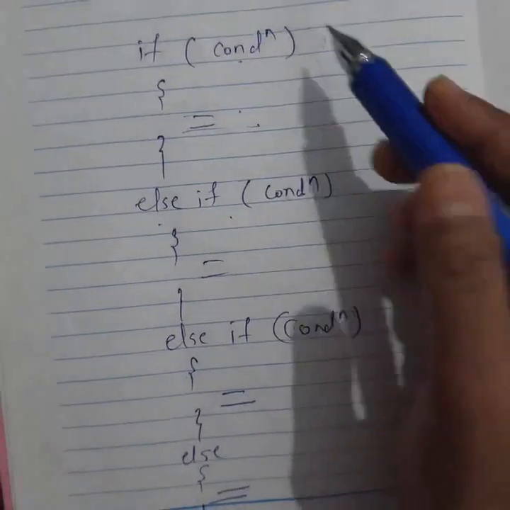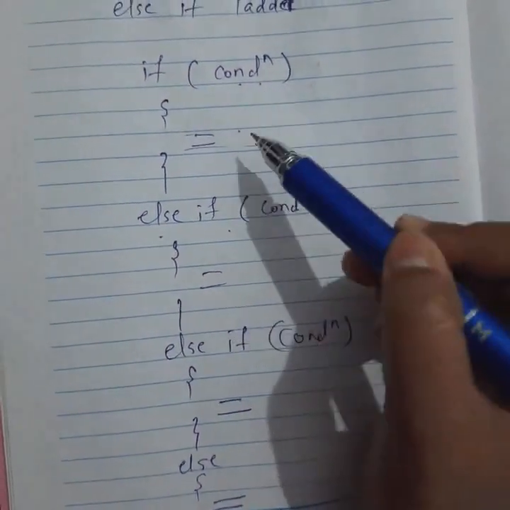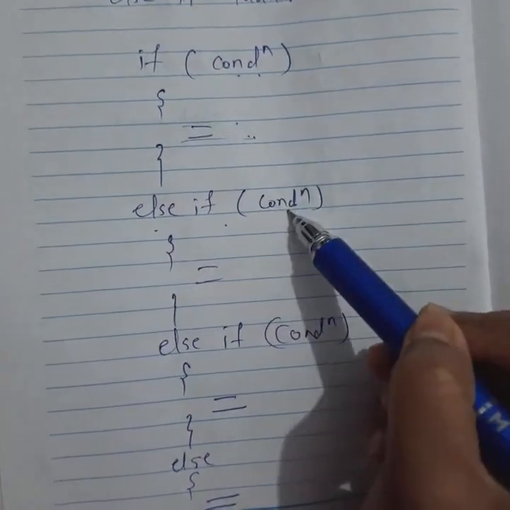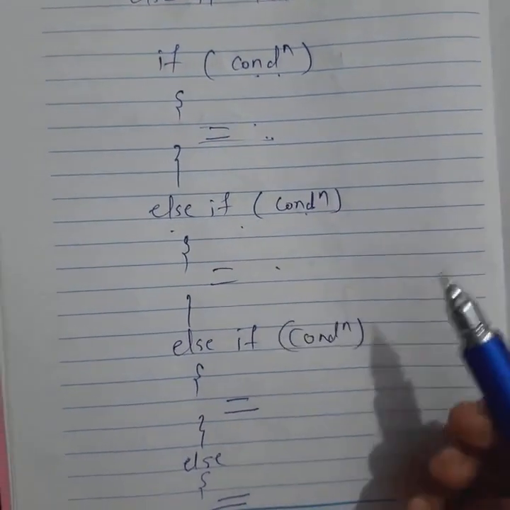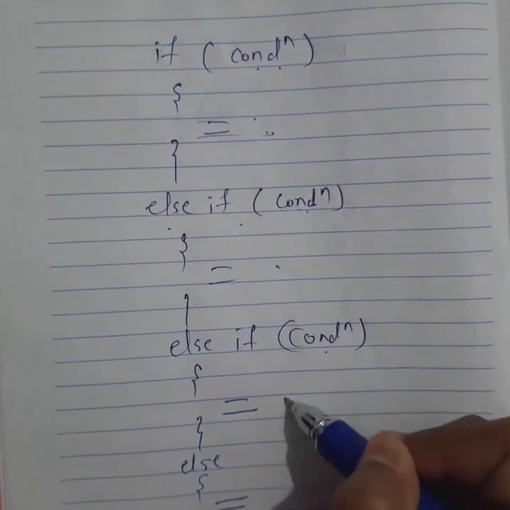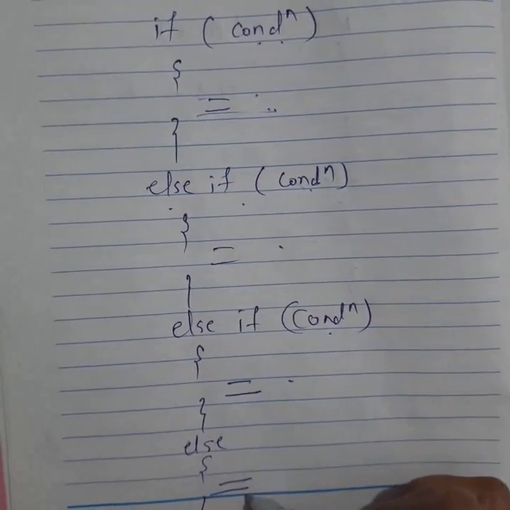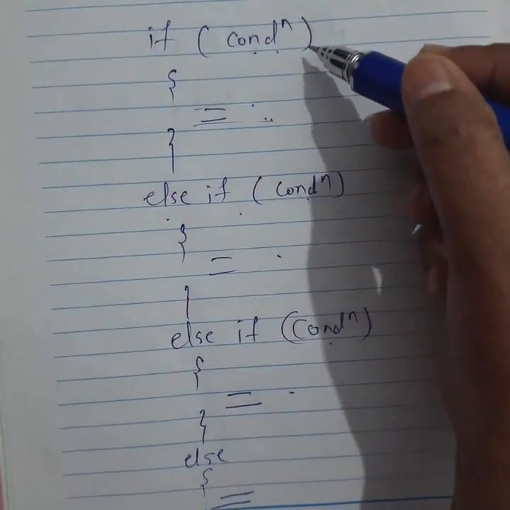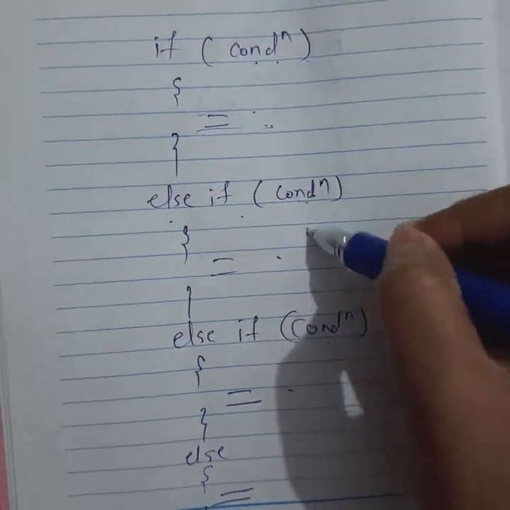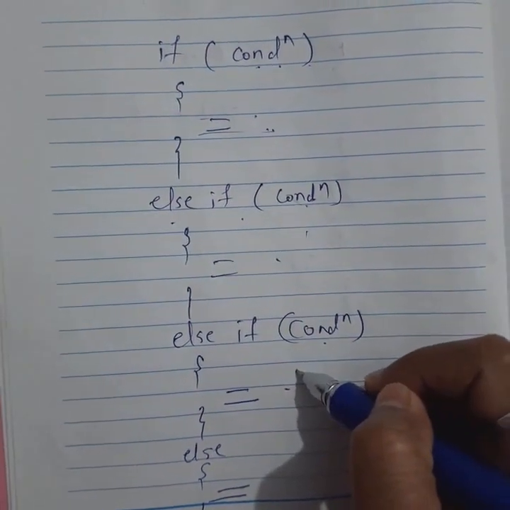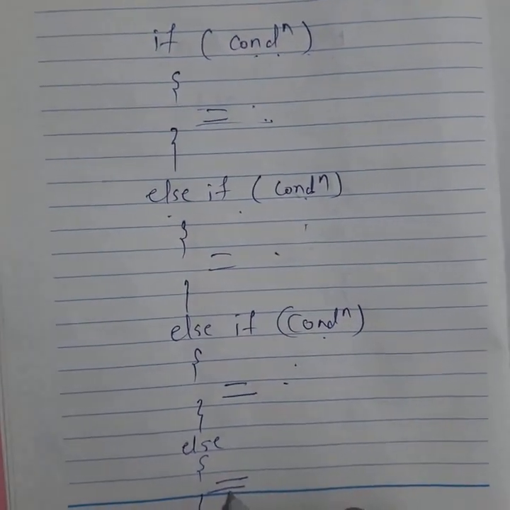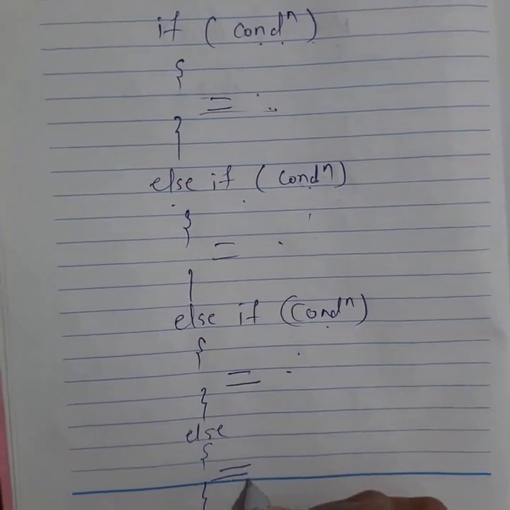Okay, the first if condition will be true, the if block will execute. Else if condition will be true, the else if block will execute. Else if condition will be true, the else if block will execute. And the remaining condition, which does not come in these three conditions, will come in the else part and execute in the else part.